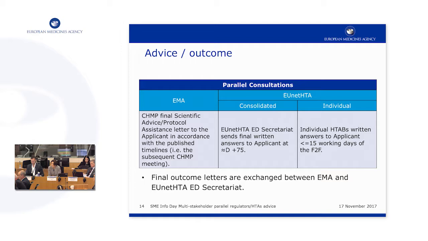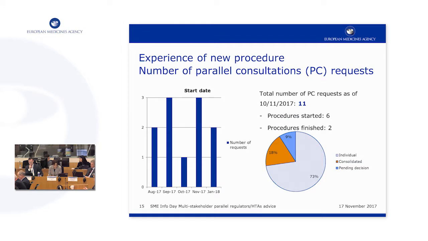I've mentioned the outcomes already for consolidated and the individual, and they come around day 75 or within 15 working days of the meeting. But EMA and EUnetHTA do exchange final letters. There is consent from the applicant built into the letter of intent, where we ask you to consent to the exchange of relevant documents in the procedure.